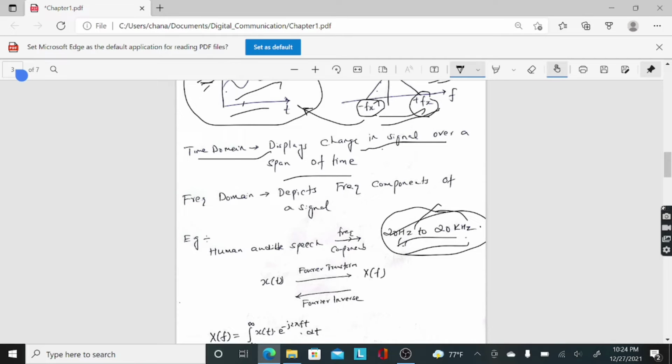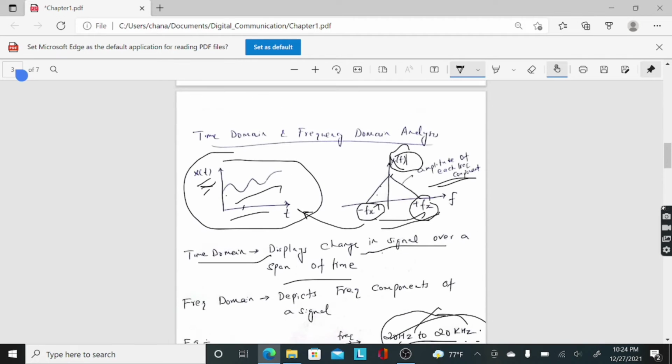So any speech I can represent using its frequency components. That's what this is doing. In time domain, this is how the signal is varying with time. In frequency domain, it's showing what frequency components that signal has and what's the amplitude of each frequency component. That's what the frequency domain represents.